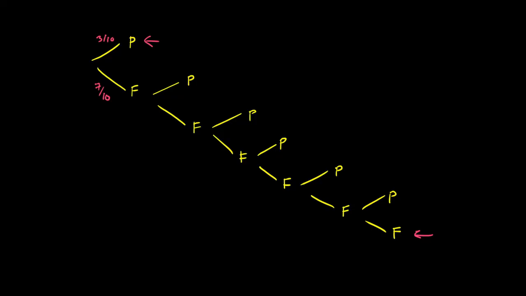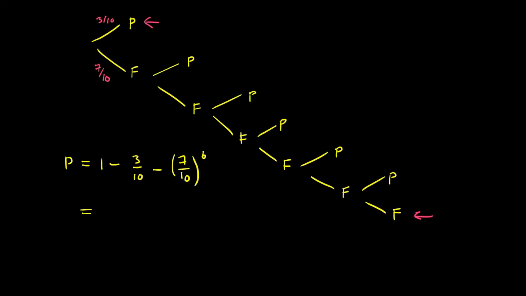So what we're going to do is say the probability is equal to 1 minus this outcome, which is 3/10, minus this outcome, which is 6 consecutive fails, which is 7/10 to the power of 6. All right, so that's going to be the simpler way to get our answer. And if we key all of that into a calculator, then what we should get is 0.582. Okay, so 0.582.